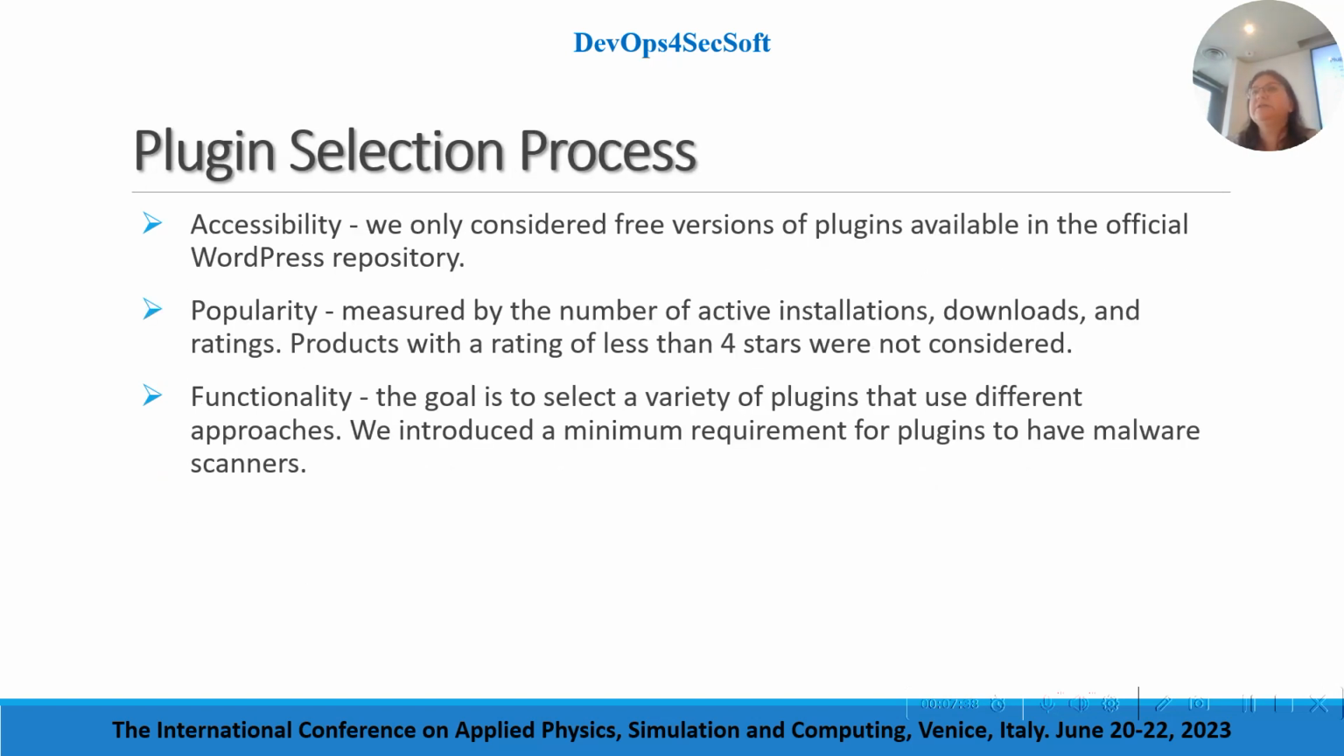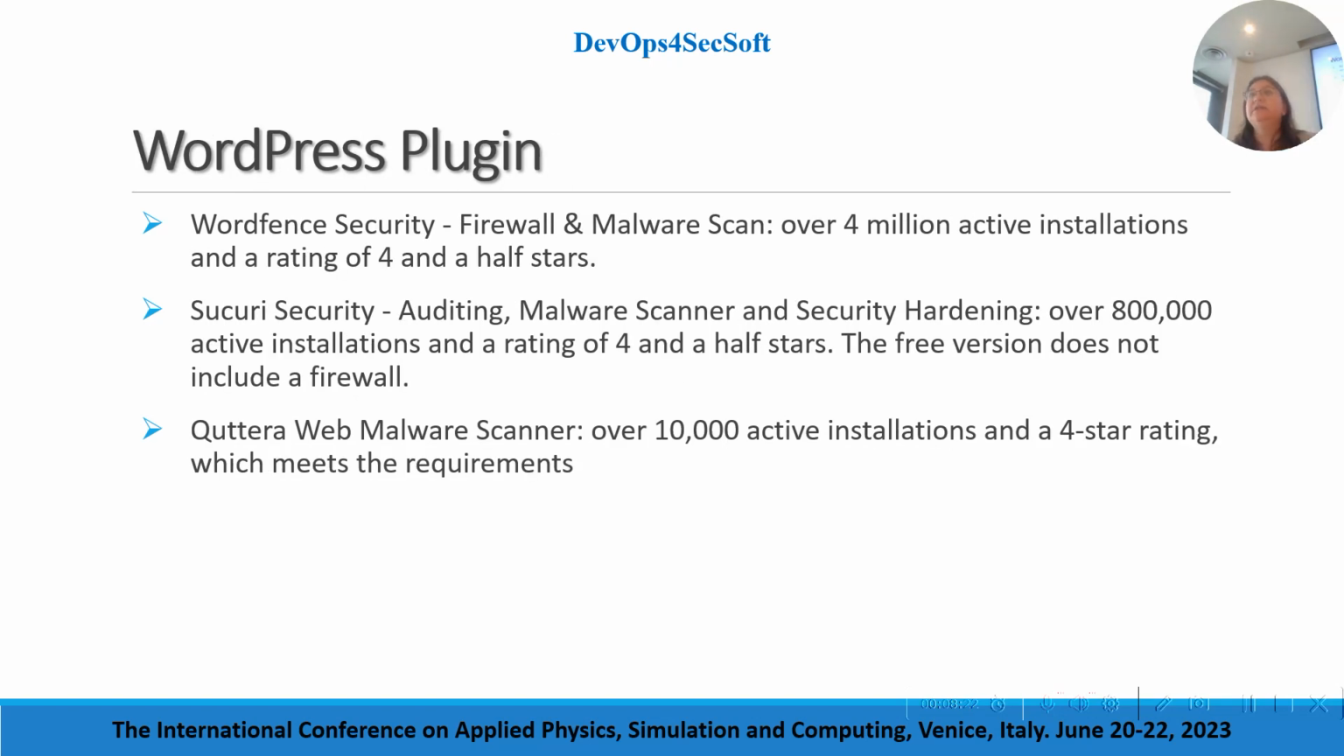Okay, so according to our study, we have three criteria which we selected to choose the security plugin for WordPress. The first one is accessibility, so we are only interested in plugins which are free. The second is popularity, so the plugin must be rated more than 4 stars. And the third one is functionality, so we introduced as a minimum requirement that plugins have malware scanners. So these are the criteria, and the plugins which we selected are 3.